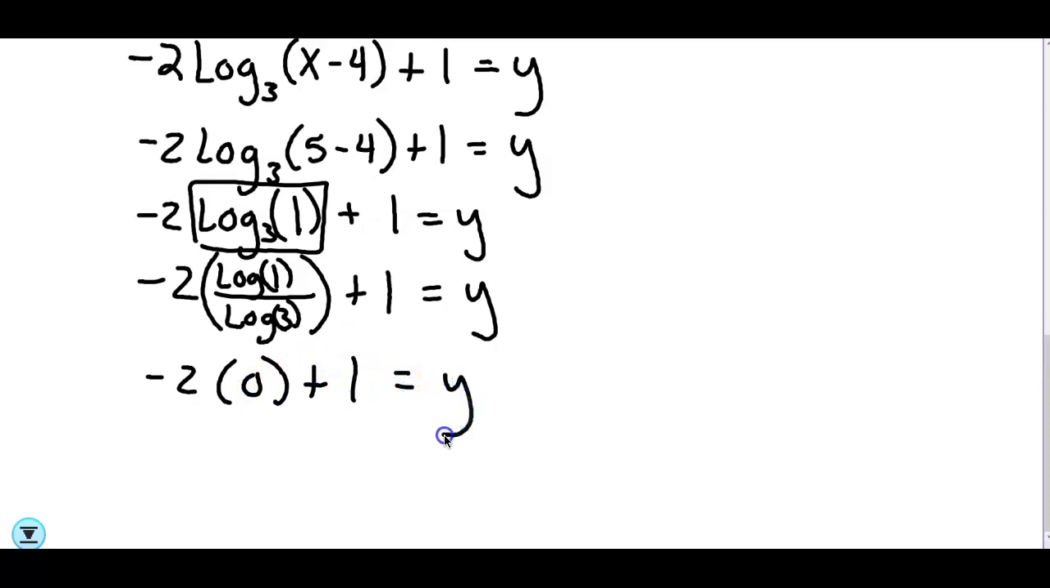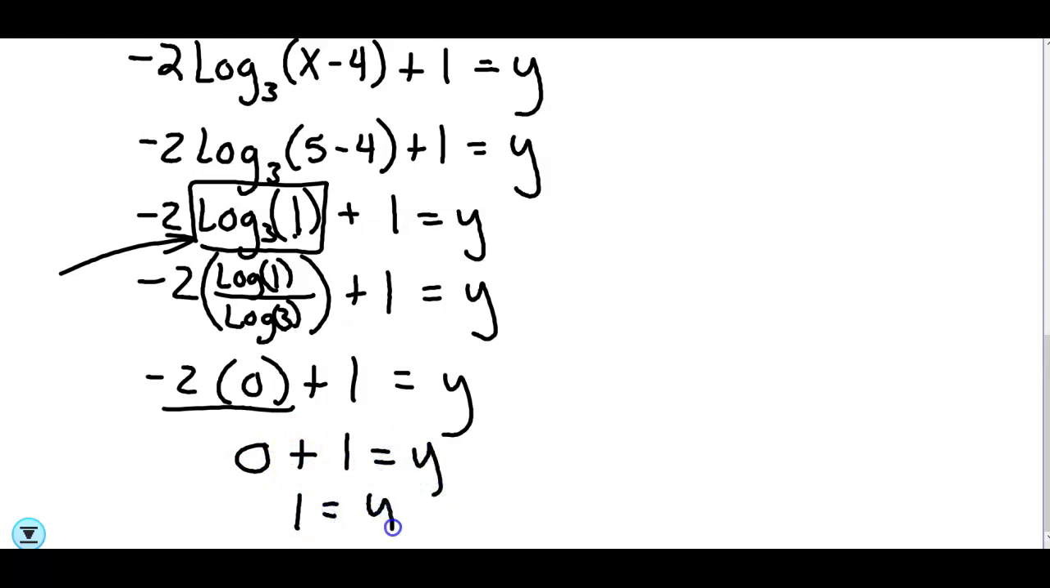Now, on this one you technically didn't need to do change of base because this was one of our log properties we learned a week ago. Anytime there's a 1 here, the answer is 0. But I wanted to show you this way because usually they won't work out nice like that. And this is the strategy you'll usually have to use. All right, and so now we multiply. -2 times 0 is 0, and then 0 plus 1 is 1. So y equals 1. So I plugged in 5, and I got 1.